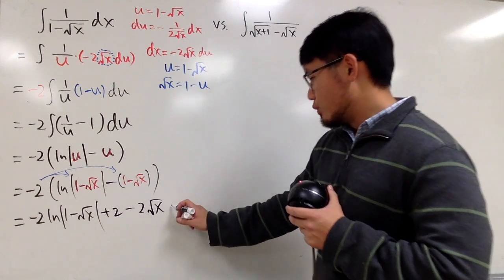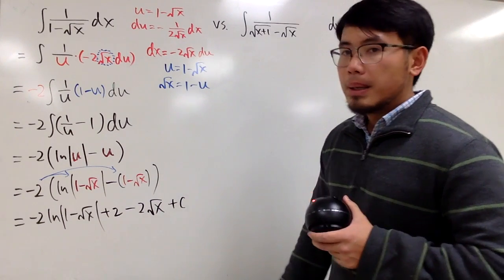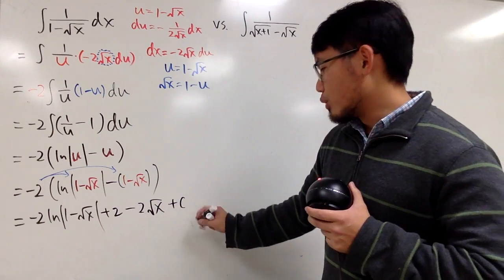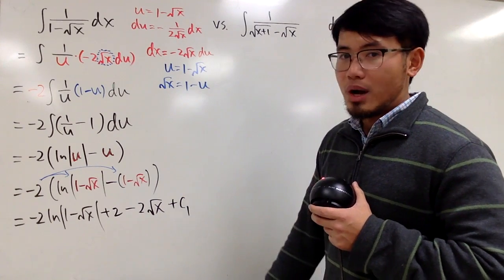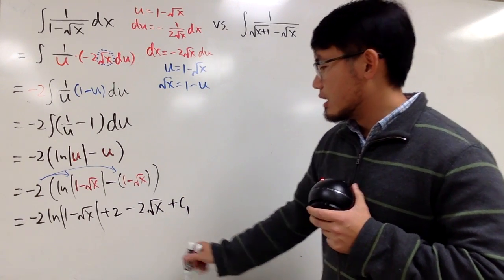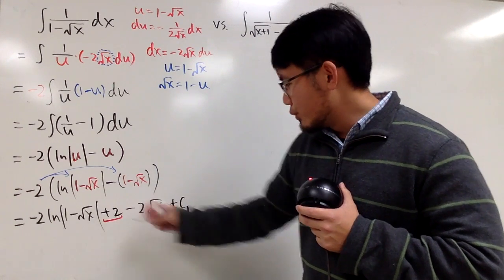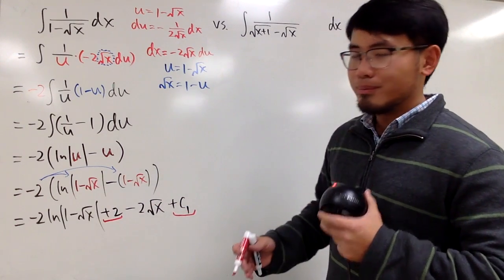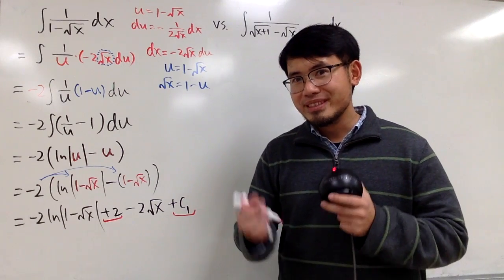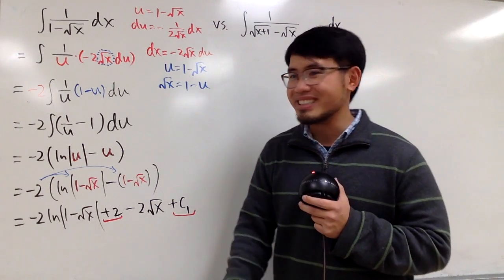So you're all done. Right here, you can put a plus c. If you want to leave the answer right here, that's okay, but I will label this as c1. Because I notice I have another constant here, namely just a 2. 2 plus c1, you can merge them together. A constant times a constant is just a constant.